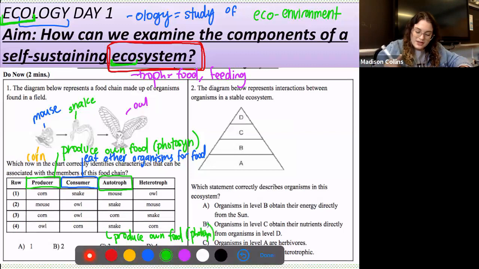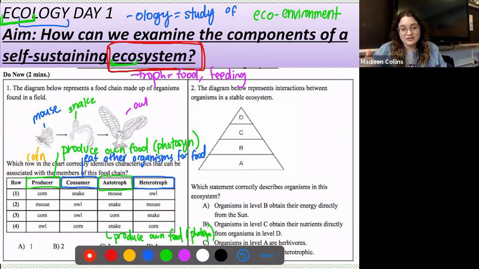Just a thought. And then the last word we're going to go over is heterotroph. Now, we just said that the word troph is talking about food or feeding. If we stick the word hetero in front of it, that means different. So that means that these organisms have to eat different or other organisms for food.